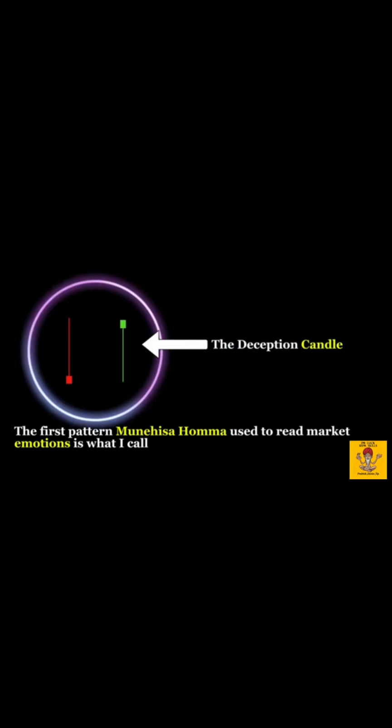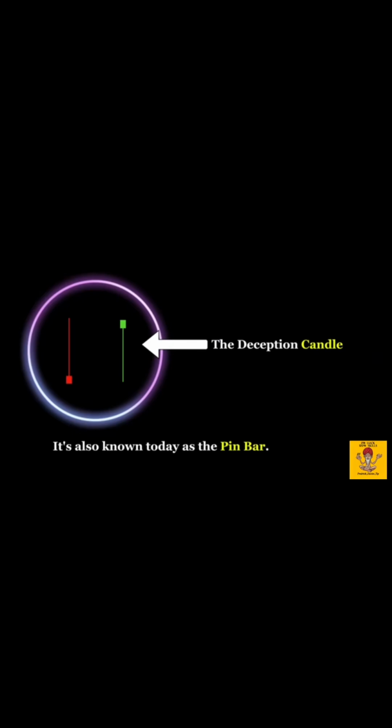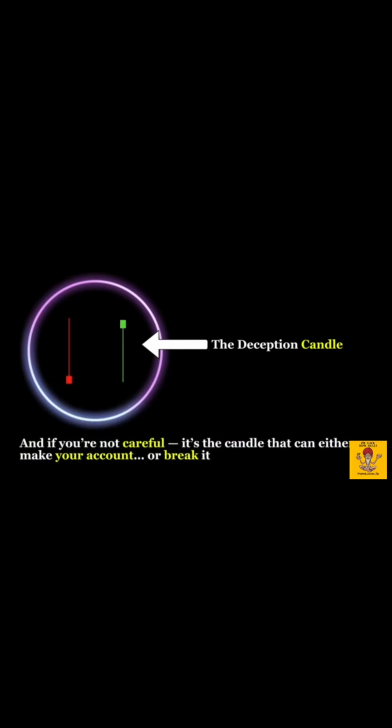The first pattern Munehisa Homma used to read market emotions is what I call the deception candle. It's also known today as the pin bar, and if you're not careful, it's the candle that can either make your account or break it.